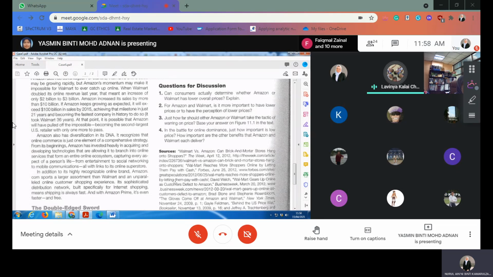In addition to its highly recognizable online brand, Amazon.com sports a larger assortment than Walmart and an unparalleled online customer shopping experience. Its sophisticated distribution network, built specifically for internet shopping, means shipping is always fast. And with Amazon Prime, it's even faster and free.